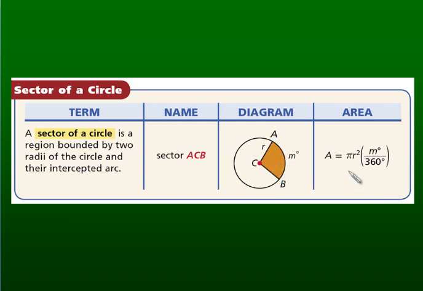The equation to find the sector area, or the sector of a circle, is pi r squared times m degrees over 360. Now this m right here represents the central angle. Okay, so m is your central angle. And the central angle can be found right here. This is your arc angle, which is your central angle.